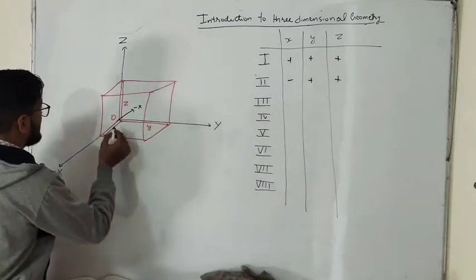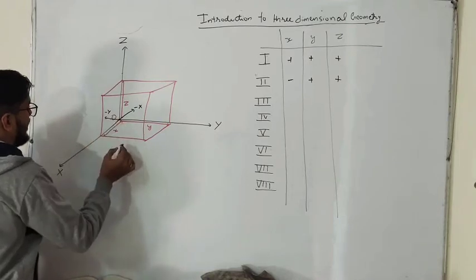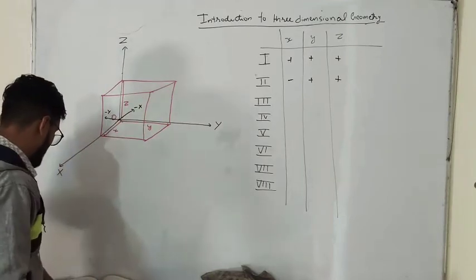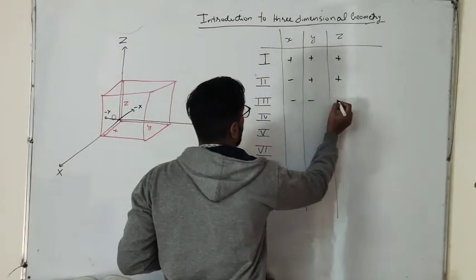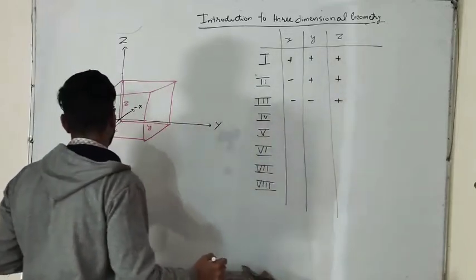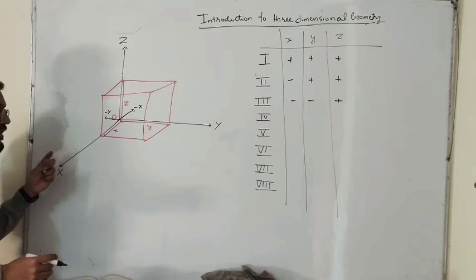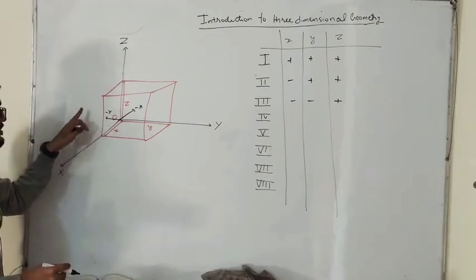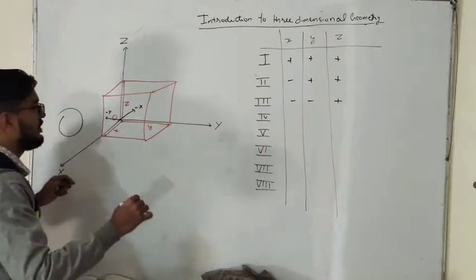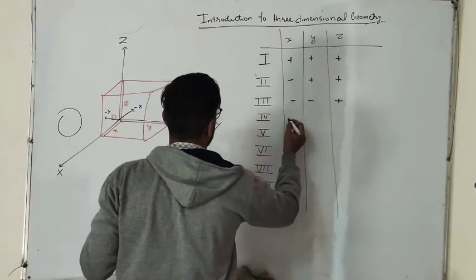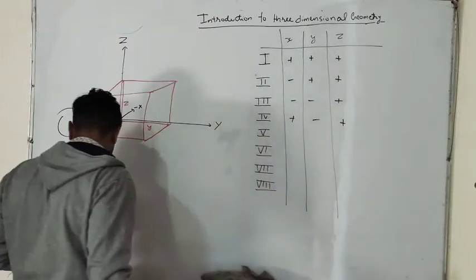Third means in this direction, right? So y is negative and x is negative. So x negative, y negative, and z positive. Fourth means this one, right? Where x is positive, y is negative, because in this direction we are talking about this plane, and z is also positive. So only y negative, both others are positive.